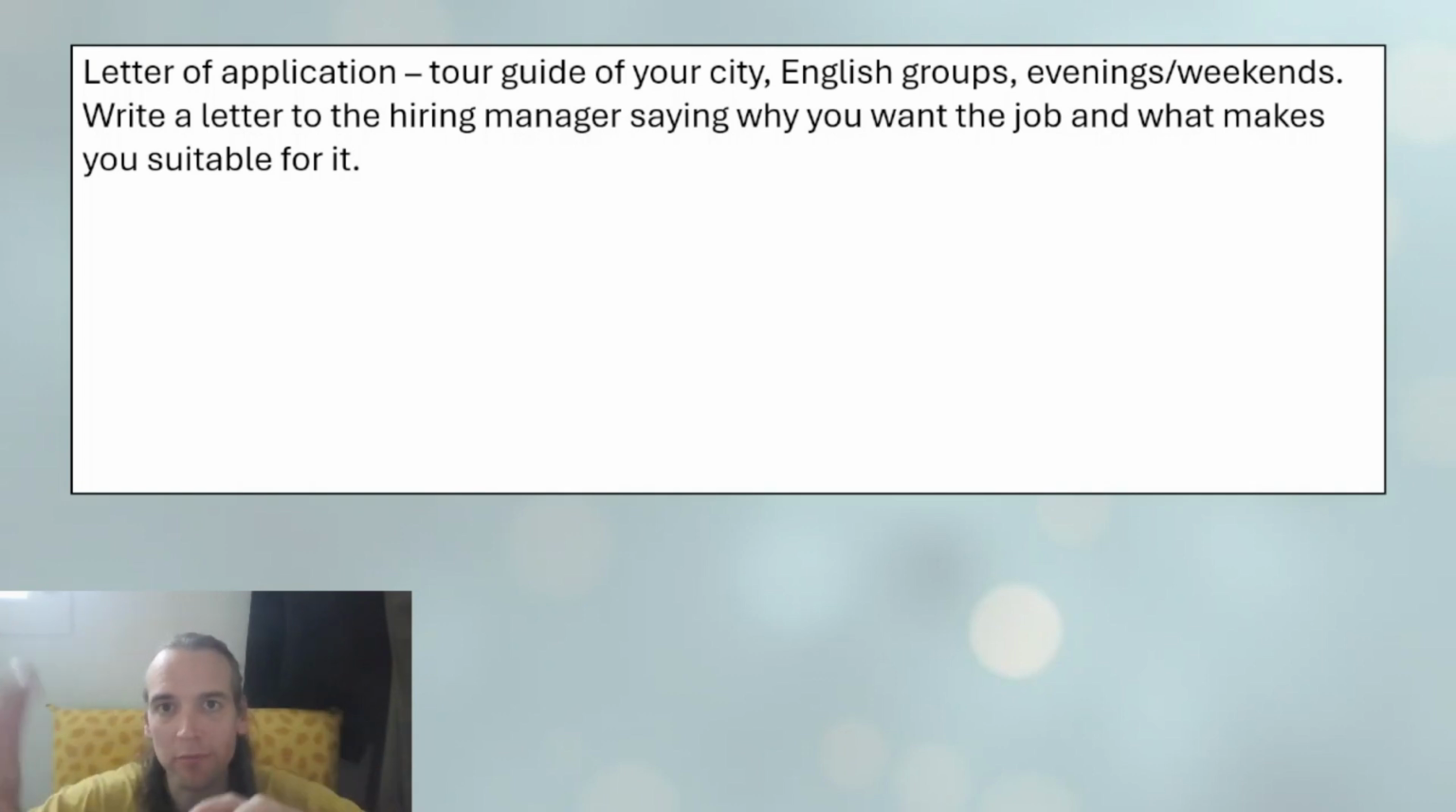Organization, where do I put everything? And language, well, language, don't worry about it. If you can think of some specific vocab for tourism or job applications, that would be fantastic. I do have a letter of application video that's got loads of good vocab you can use, but we'll also talk about some advanced grammar in a minute. Pause the video and try and plan it yourself. This is the best practice you can get.